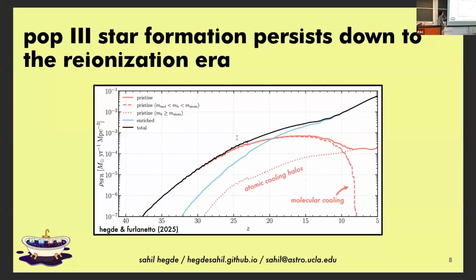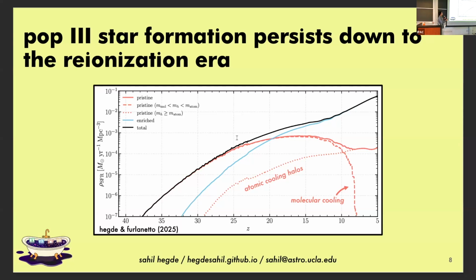So here I'm showing the star formation rate density on the vertical axis as a function of redshift, starting at, I think, higher redshift than most people have talked about so far, so from redshift 40 down to redshift 5. And I'm showing the POP3 star formation rate density in red and the POP2 in blue. And I further subdivided the POP3 SFRD into the contribution from small molecular cooling halos as a dashed line and comparatively larger atomic cooling halos in a dotted line.